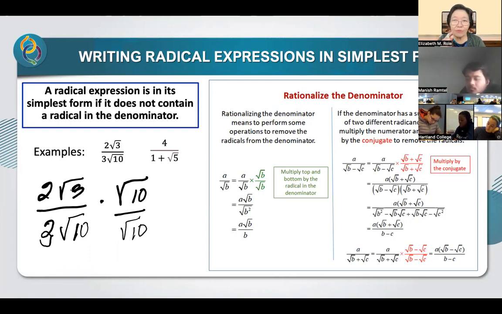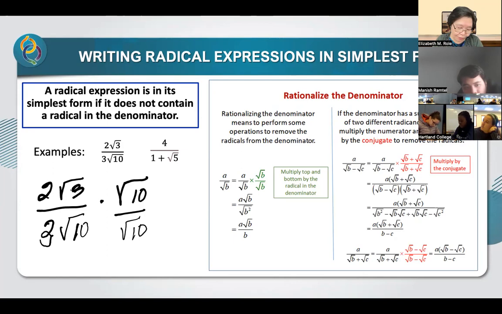Why do I have to multiply numerator and denominator? When I multiply by square root of 10 over square root of 10, it is the same as just multiplying the whole term there by 1, because square root of 10 divided by square root of 10 is equal to 1. And anything you multiply by 1, that term on the left doesn't change. It's still the same as 2 the square root of 3 over 3 the square root of 10, because I just multiply by 1. But we're doing that because we want to rationalize. In other words, we don't want the radical to be in the denominator.